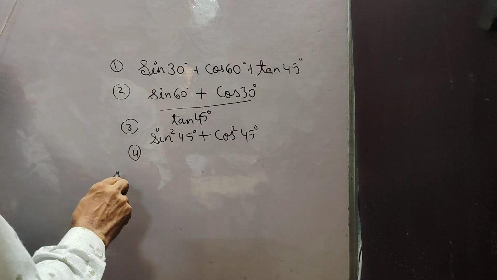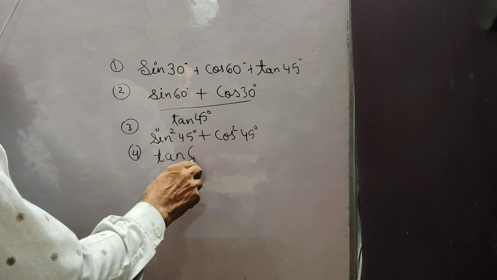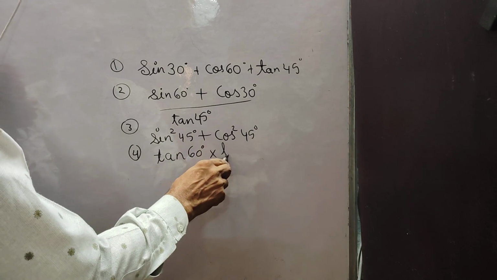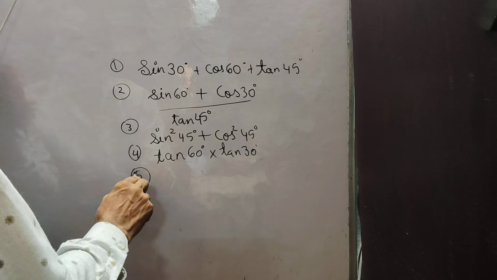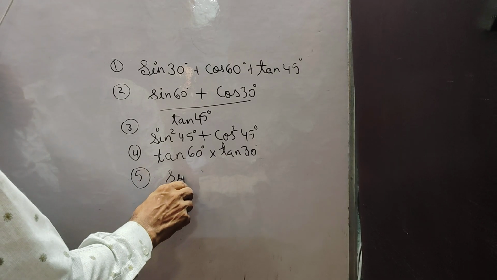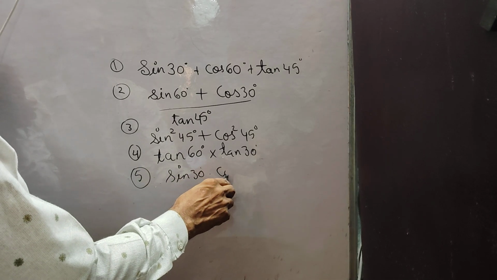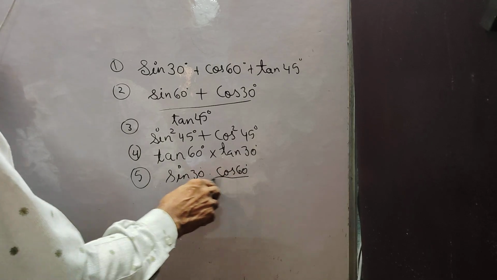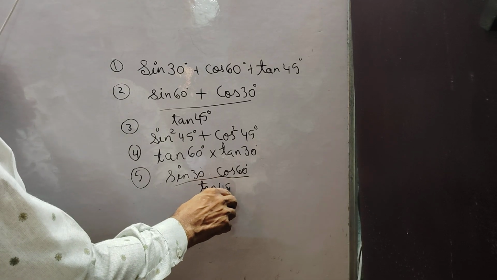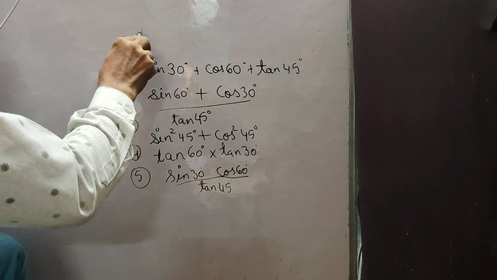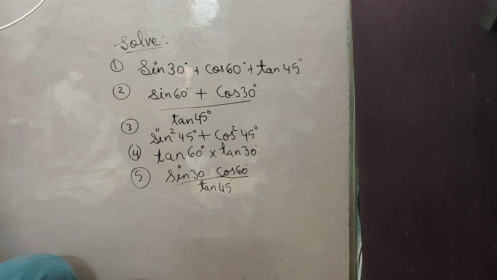Question number 4 is tan 60 degree into tan 30 degree. Question number 5, sine 30 degree multiply cos 60 degree whole upon tan 45 degree. So these problems we have to solve using trigonometric table values.